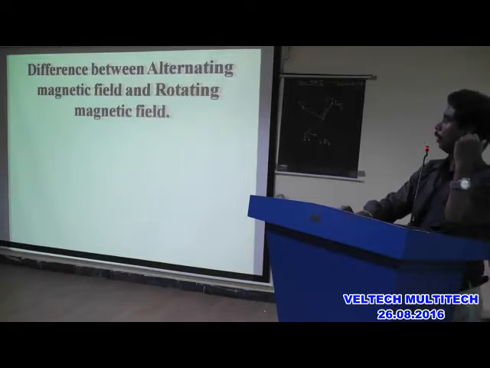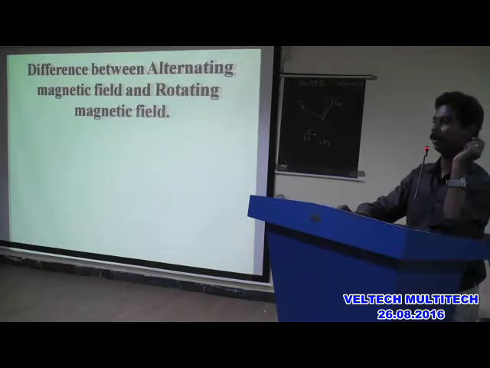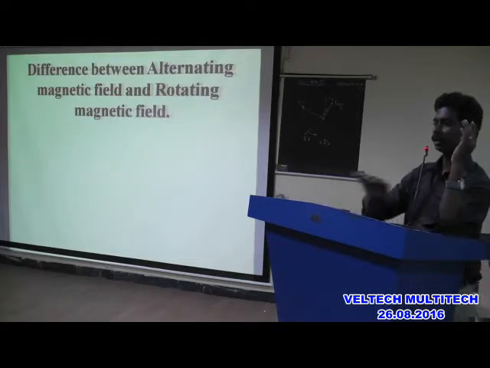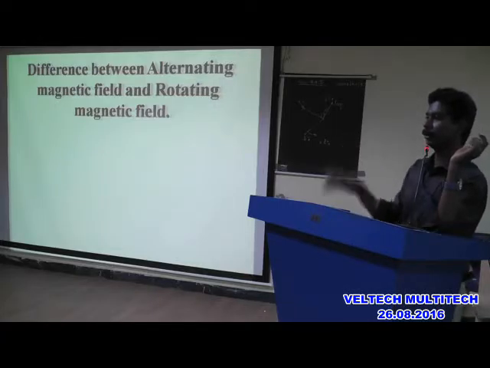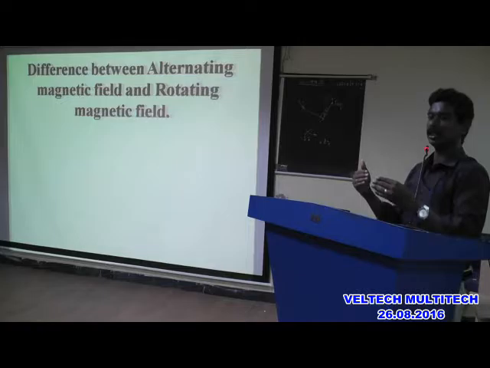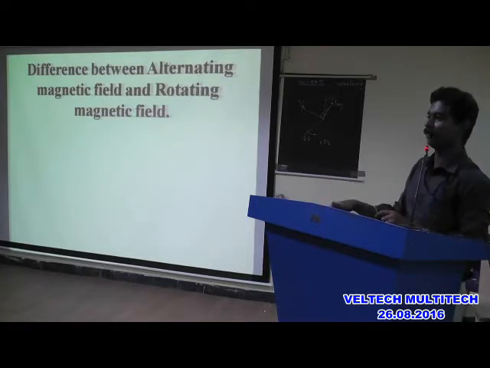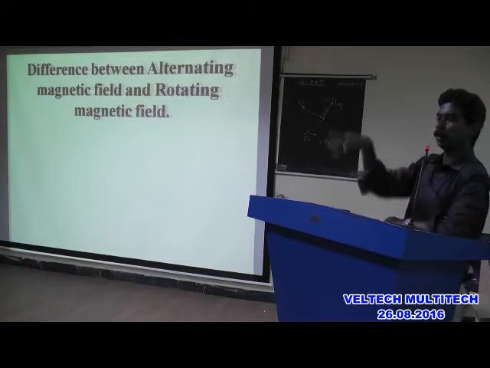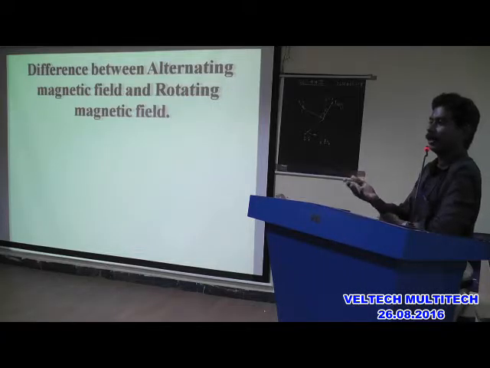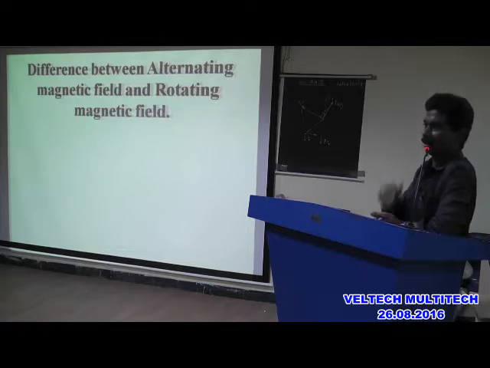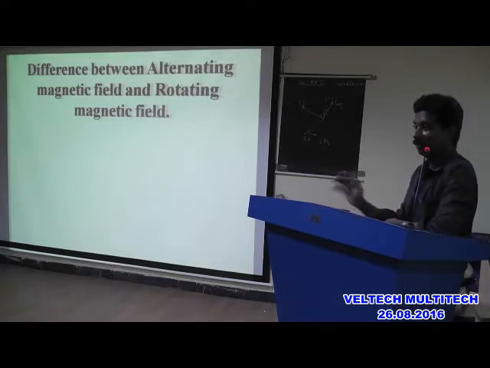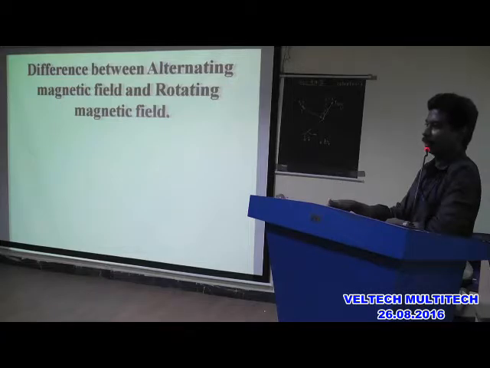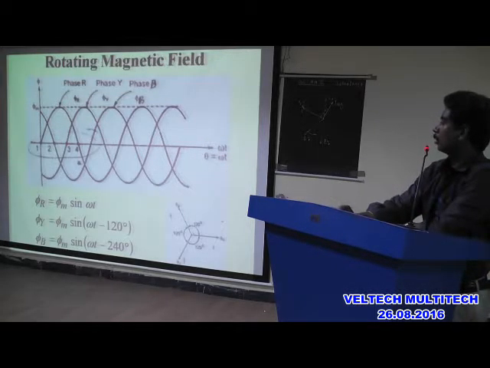Now the main source for a synchronous motor is the rotating magnetic field. Generally we have three kinds of magnetic fields: steady, alternating, or rotating. You have to know the difference between these three. A steady magnetic field: if you excite a coil with a DC supply, it produces a steady magnetic field, or the flux produced by a permanent magnet is a steady magnetic field. An example of an alternating magnetic field is the transformer, where you excite the winding with alternating supply, single phase AC, which produces an alternating magnetic field. But a rotating magnetic field is different from an alternating magnetic field. To produce a rotating magnetic field, you need at least two phases with some phase difference. That will produce the rotating magnetic field.